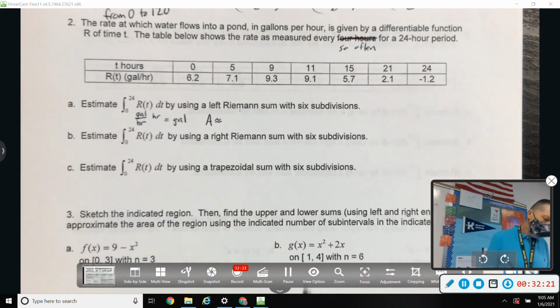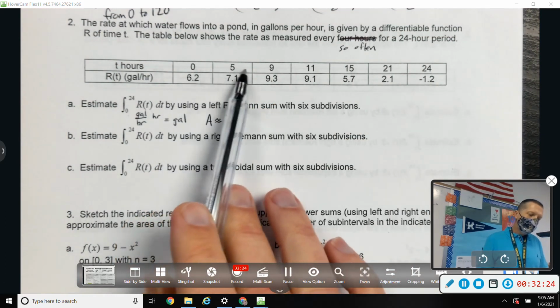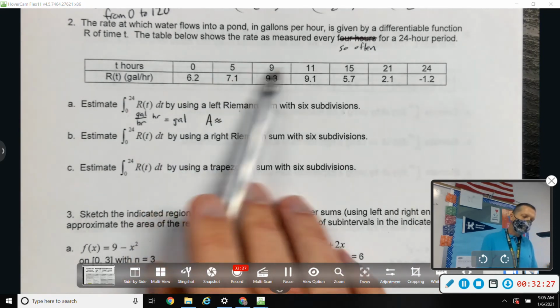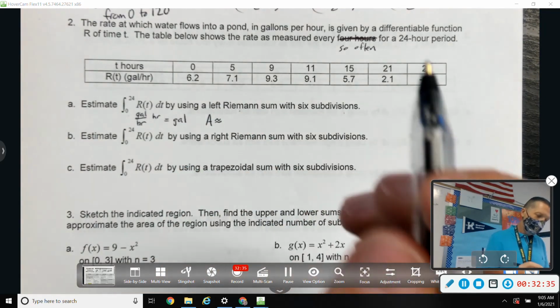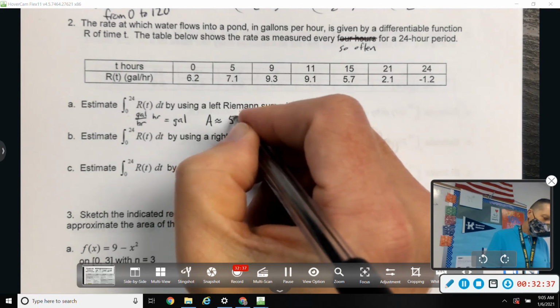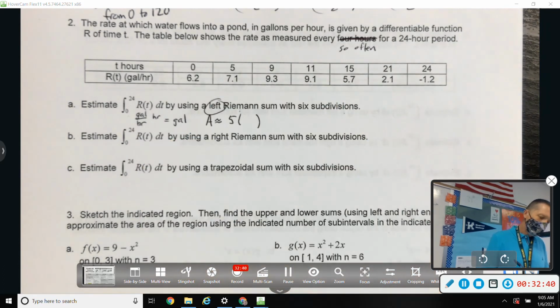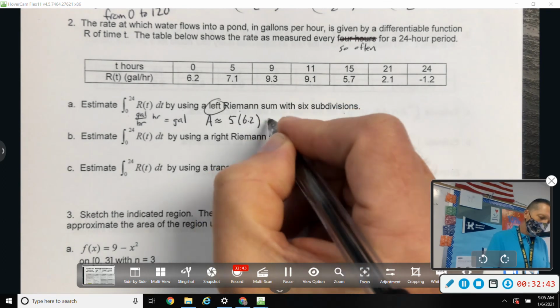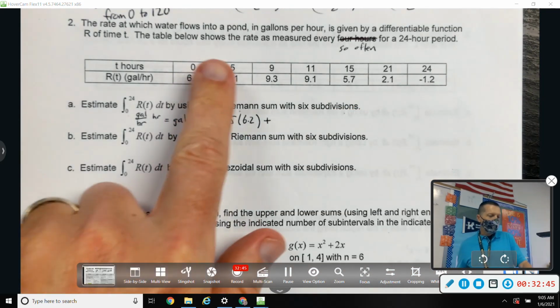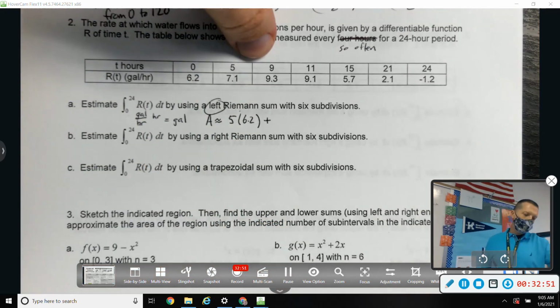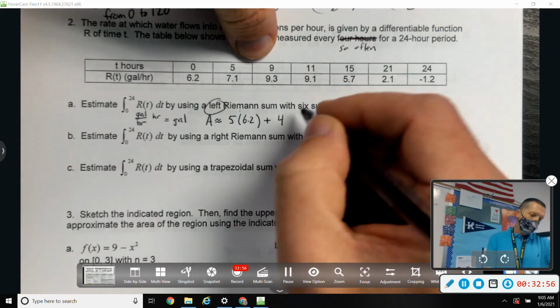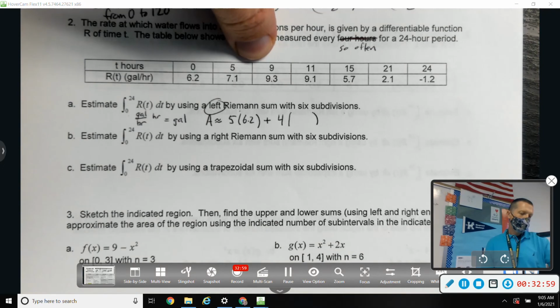Okay, be careful. This is the first time we've seen one where the intervals aren't equally spaced. So how wide is my first rectangle? And what height will I use? 6.2. So we got to be real careful here. So it's 5 wide, but I'm using 6.2. How wide is the next rectangle? 4. And which y value will I use? 7.1, because I'm using a left-hand sum.